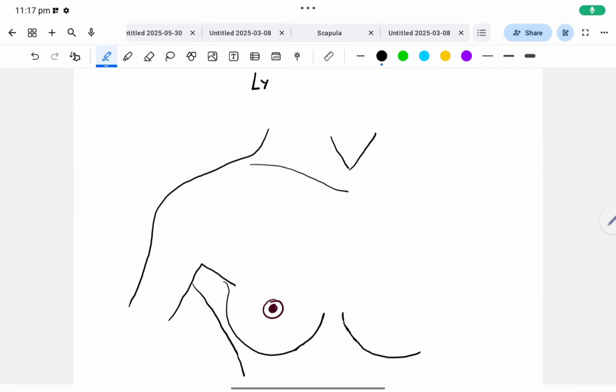Hello everyone. Today we will study about lymphatic drainage of breast. So it is of great importance because carcinoma of the breast spreads mostly along the lymphatics to the regional lymph node.